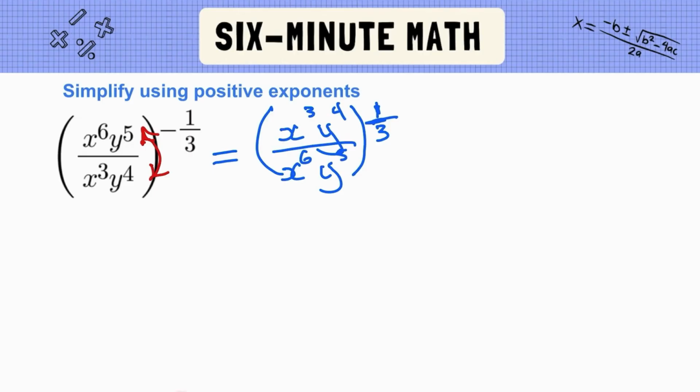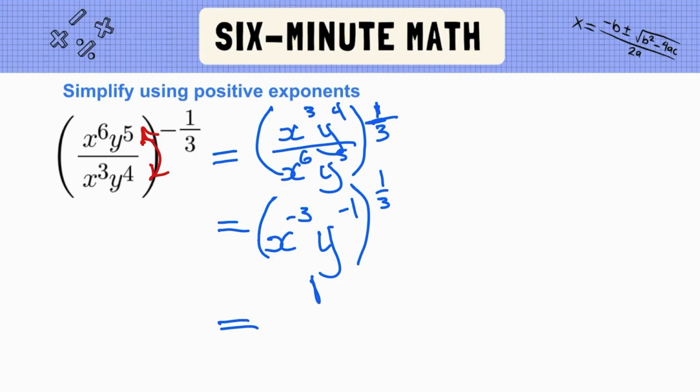I'm now going to do my quotient law. So I'm going to subtract the powers with the same base. 3 minus 6 is x to the negative 3. And 4 minus 5 is going to be y to the negative 1. And all of that is to the power of 1/3. Both of my exponents in my bracket are negative, so that will take the reciprocal of each of those by putting them in the denominator.